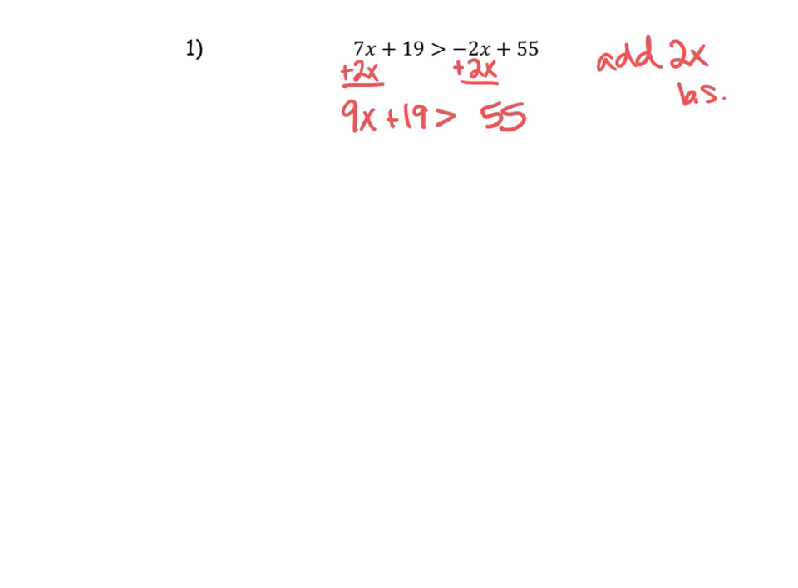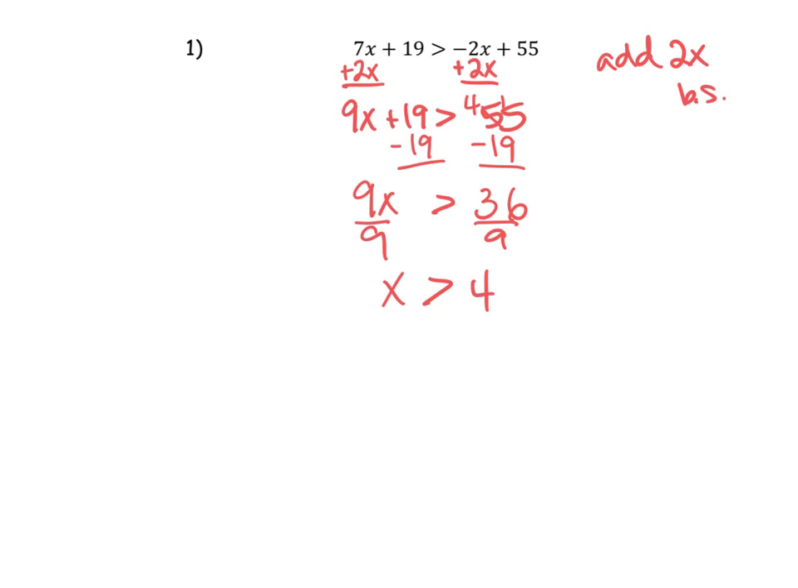The next thing I'm going to do is subtract 19 from both sides to get the 19 and the 55 together. They are both constants, plain old numbers, so they need to go together. When I do that, the 9x is alone on the left, and on the right I'm going to get 36. Divide both sides by 9, my last step. X is greater than 4. Okay, so let me finish my steps that I have here for both. And then I'm going to divide by 9 on both sides.